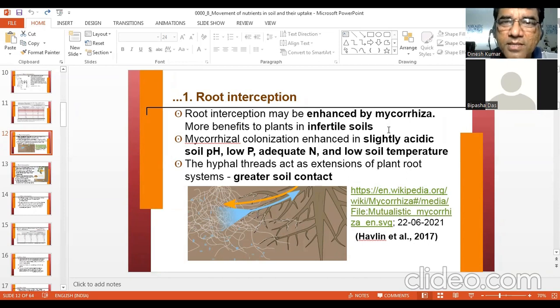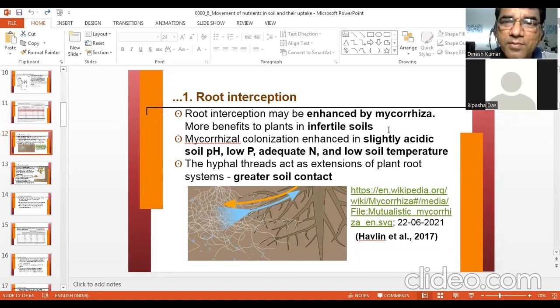The absorption area is increased, and also importantly, they are finer than the root hairs, so they can enter the soil where your root hairs cannot enter. Therefore, a larger volume of soil can be explored by mycorrhiza in addition to roots.